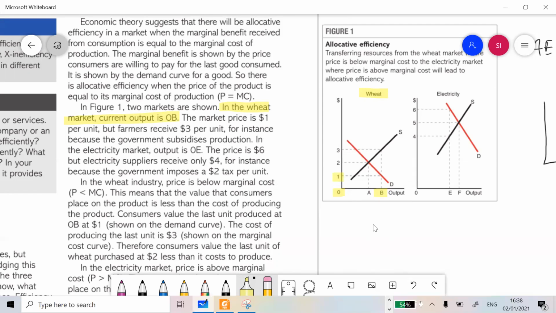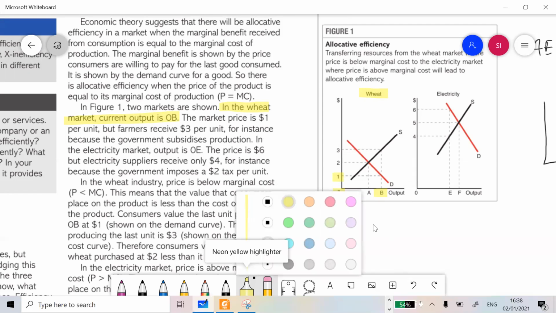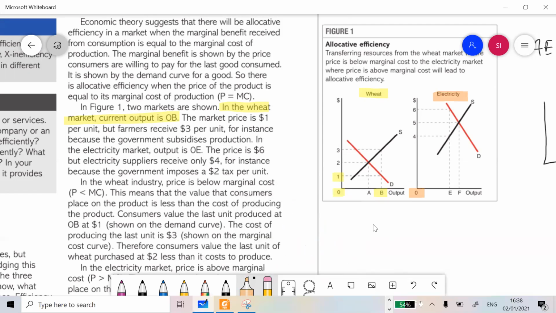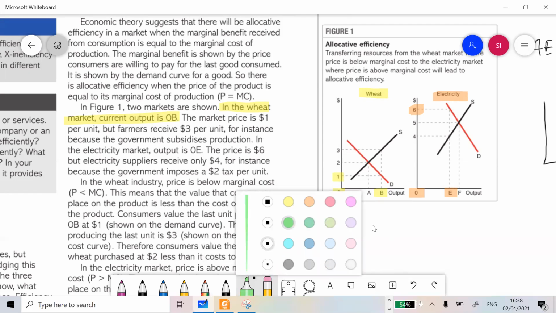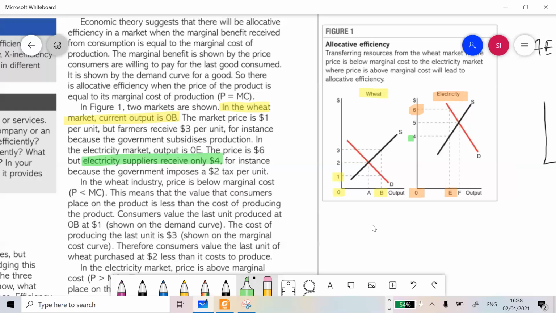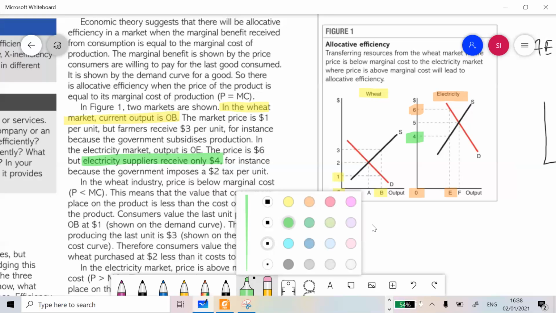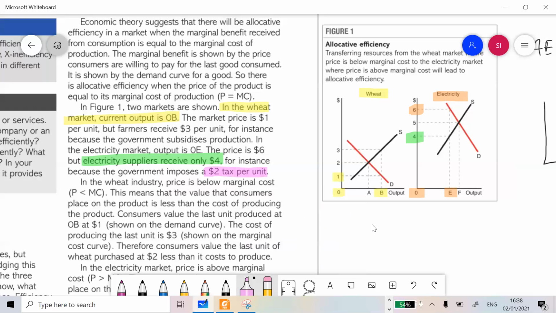In the electricity market, the output is 0E. The price is $6. But electricity suppliers receive only $4. These electricity suppliers are receiving only $4 because the government imposes a $2 tax per unit. The difference between 6 and 4 is 2.